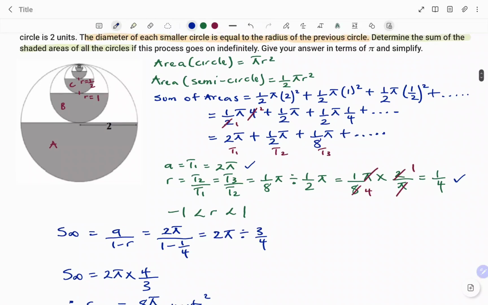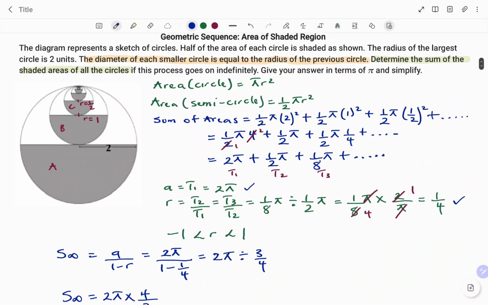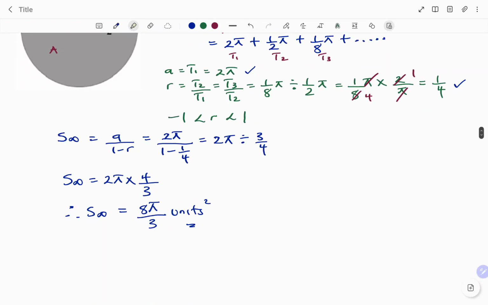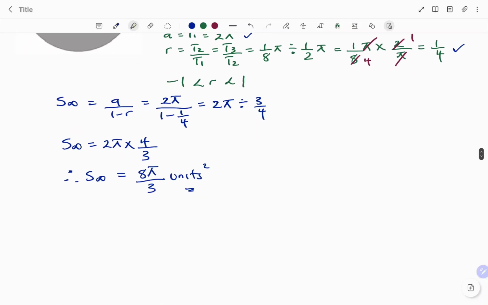So note that if you go back to the question, it said determine the sum of the shaded areas of the circles. If this process goes on, the word there is indefinitely, and give your answers in terms of pi and simplify. So our final answer will be S to infinity equals 8 pi over 3 square units.